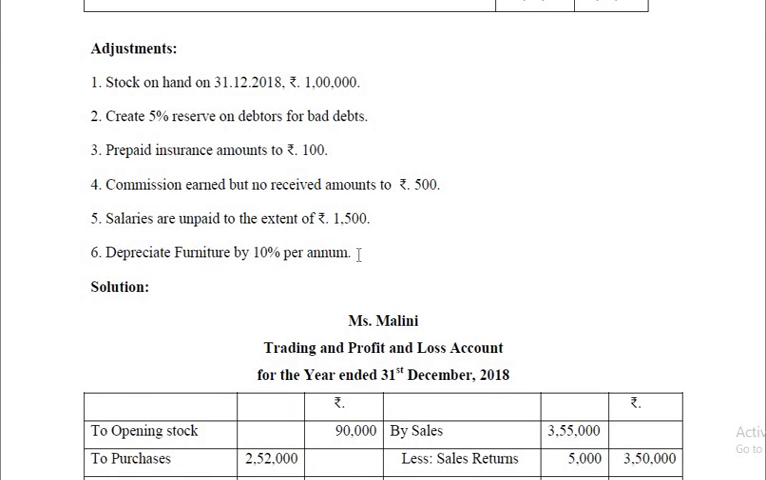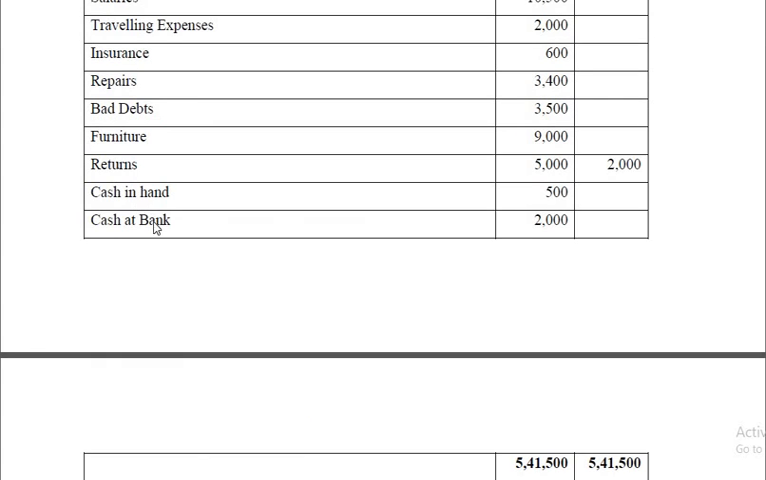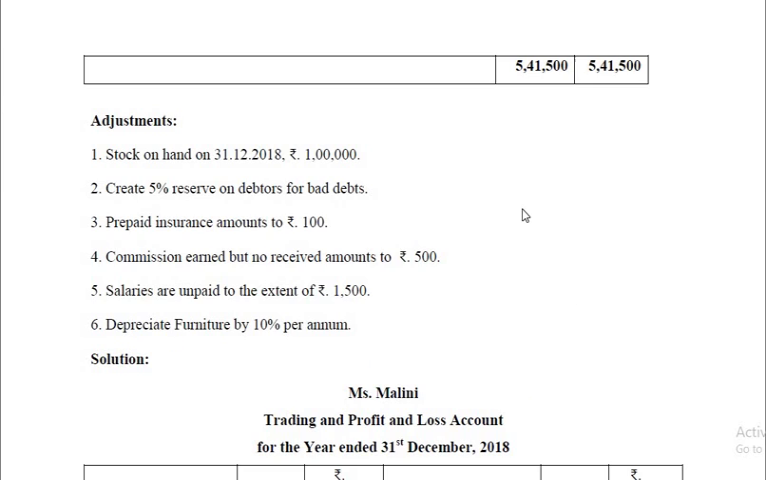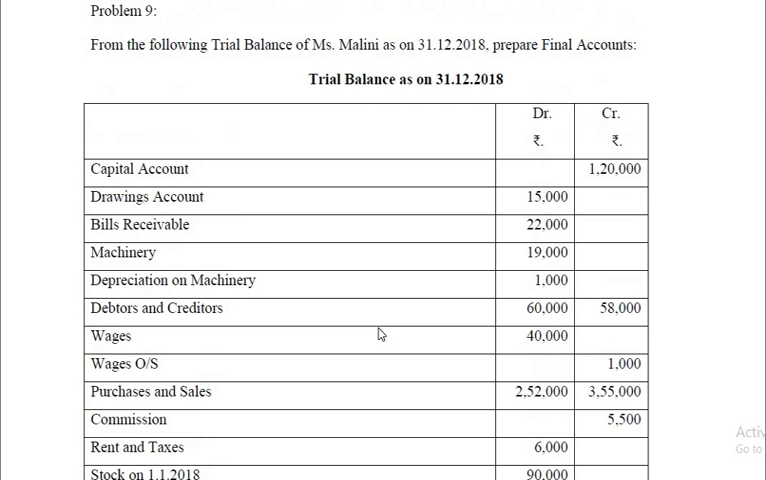Depreciate furniture by 10% per annum. So furniture is given here in the trial balance, 9,000 rupees. On that you have to charge depreciation at the rate of 10% per annum. So 10% of 9,000 is 900. So 900 should be debited to profit and loss account. So depreciation is to be debited to profit and loss account. In the balance sheet, asset minus depreciation. Asset is 9,000 minus depreciation 900. So the remaining amount should be shown in the outer column. These are the treatments and the explanation to that.